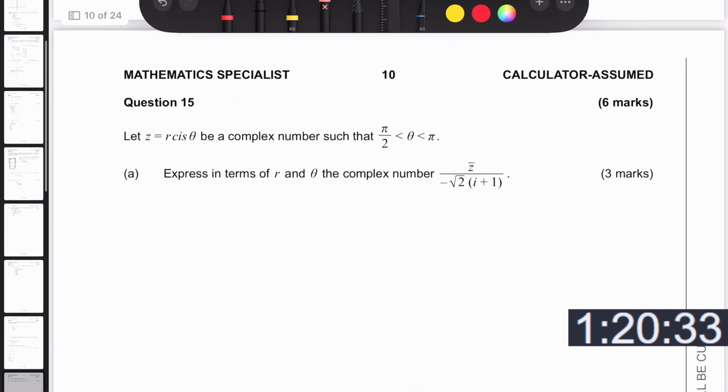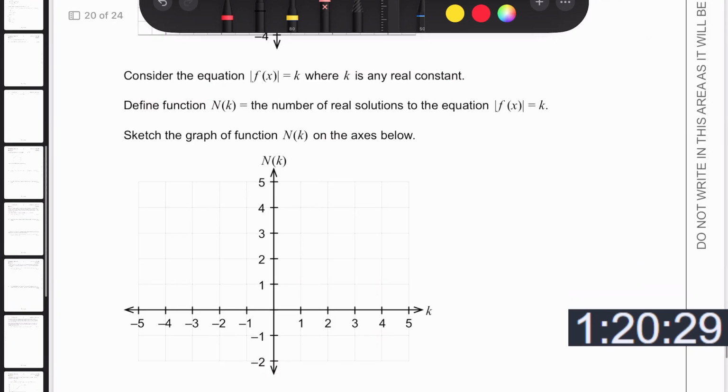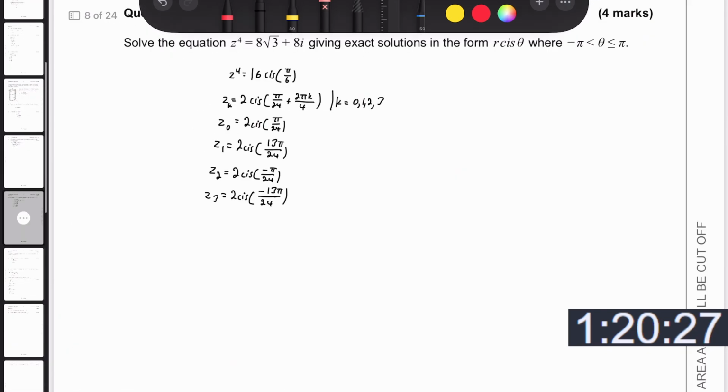Okay, they ask cis of theta. How much do I have? 20 pages. We just got to halfway pretty much.